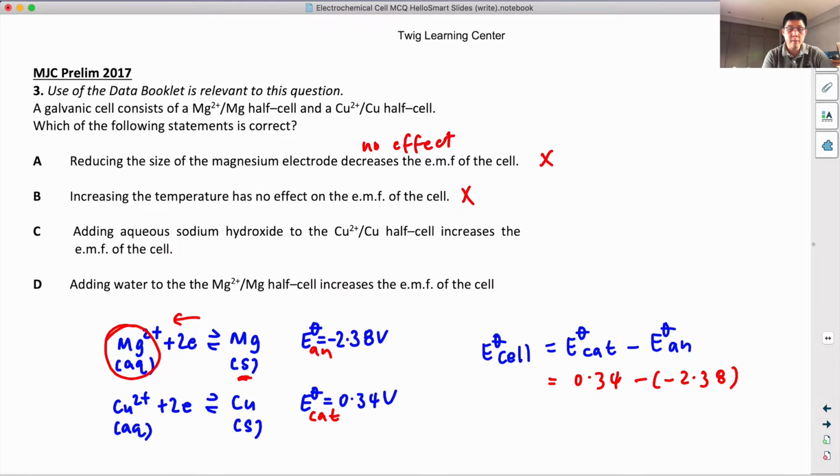So let's look at option C. We add sodium hydroxide to the copper half cell. So what happens is you're going to form copper hydroxide precipitate. This is a solid, a ppt, and when that happens, the copper 2+ concentration will actually fall, and this will favor the backward reaction. By LCP, it will favor the backward reaction to increase the concentration of copper 2+. And when you favor oxidation, the electrode potential value will always drop. So when the electrode potential of the E cathode decreases, E cell will also decrease. So when they say increase, this is definitely wrong.